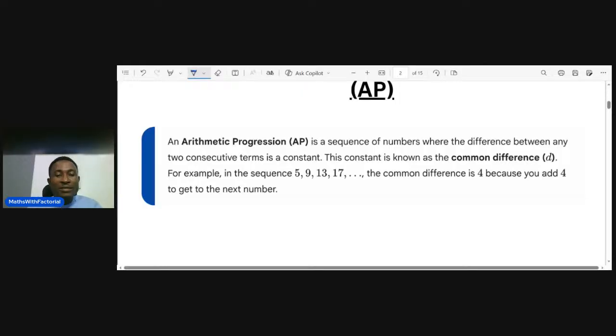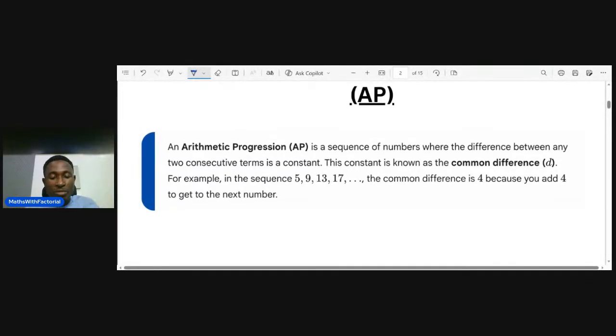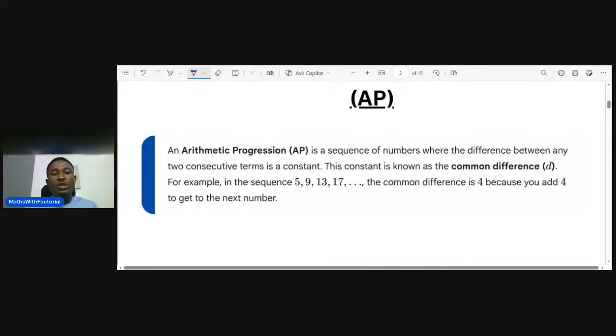The difference between two consecutive terms is what we now call the common difference. It is always called the common difference. So when we get to geometric progression, we look at the common ratio. But for arithmetic progression, the constant difference between two consecutive terms is called the common difference. So don't forget, the difference between two consecutive terms of an AP is called what? Common difference.